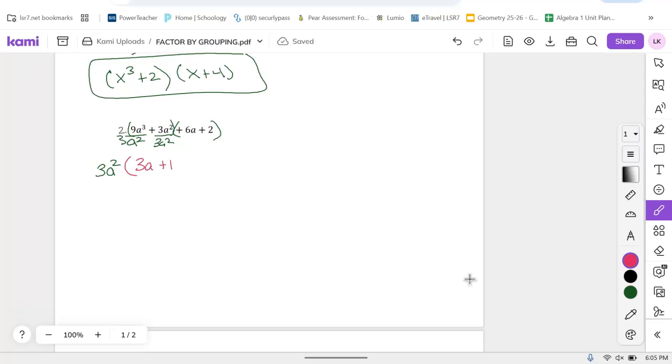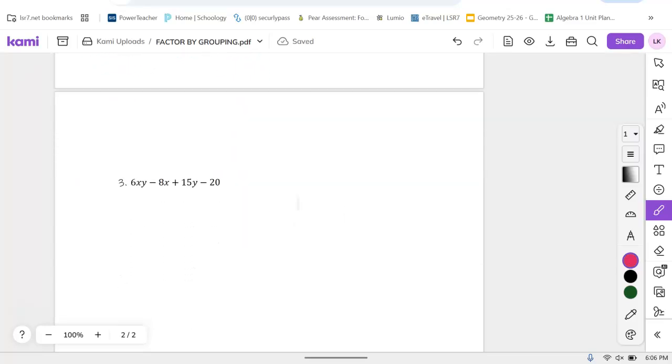And that's going to give me 3a plus 1. And then 6a plus 2, I can take out a 2. And when I divide that, 6a divided by 2 is 3a, 2 divided by 2 is 1. These are the same, so I drop my GCFs down. 3a squared plus 2 times 3a plus 1.